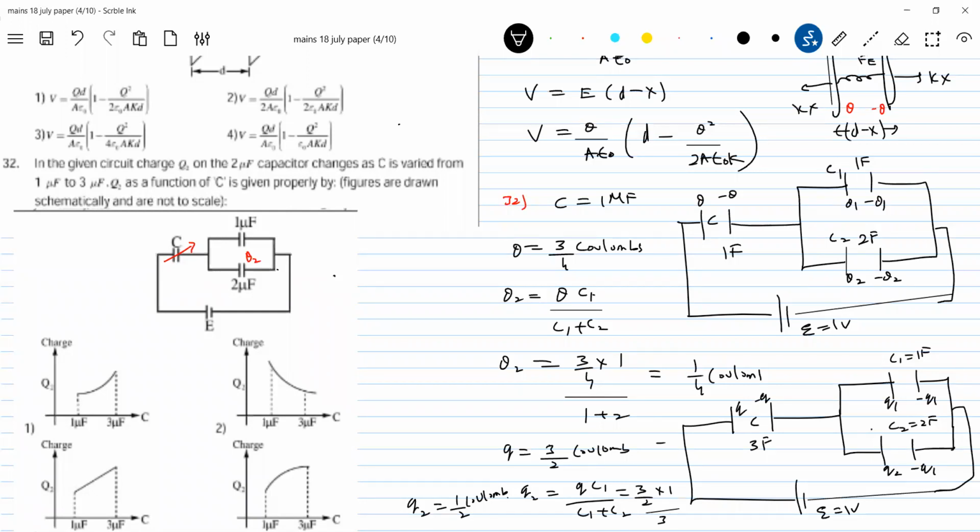You have to check for slope. Slope is constant, third option will come. Slope increasing, first option. Slope decreasing, second option. You have to check for this one. First you bring the expression for Q.